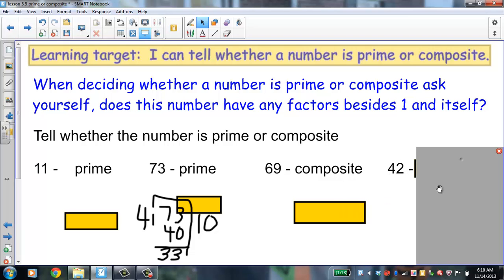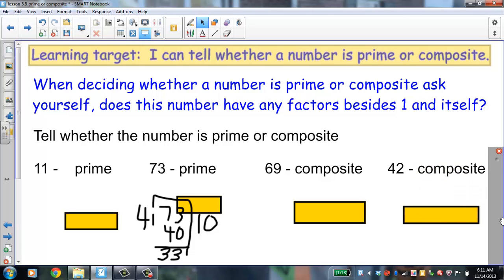All right, 42. Oh, this one's easy, because first of all, I notice that this number is even. And if I have an even number, then I know right away that it cannot be prime, because all even numbers have a factor of 2. So 42 is composite. When you come see me today, we're going to be talking more about how we can tell whether a number is prime or composite.